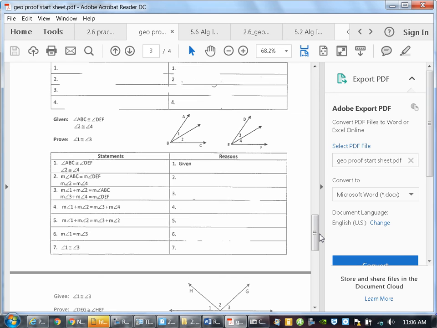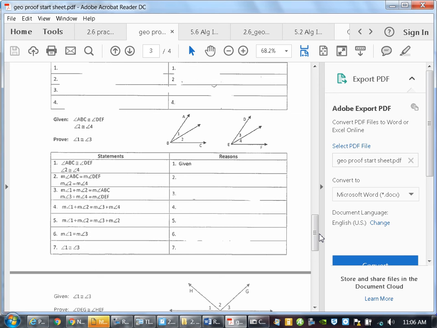Okay? In case you lose your sheet of paper, I will upload this document by the end of the day. That way you have it online as well in case you need it.